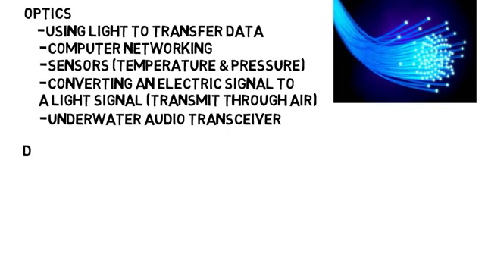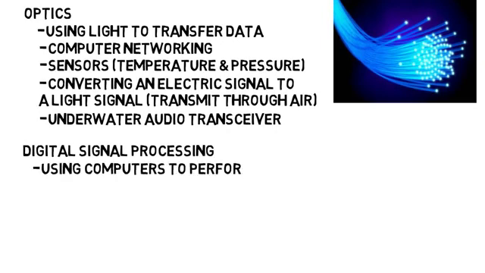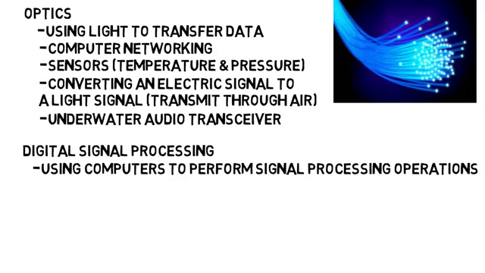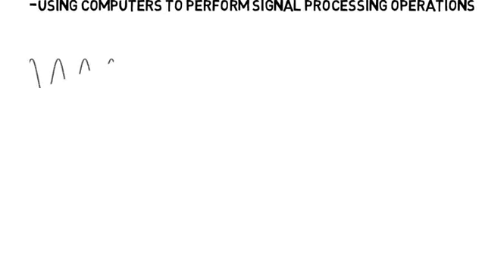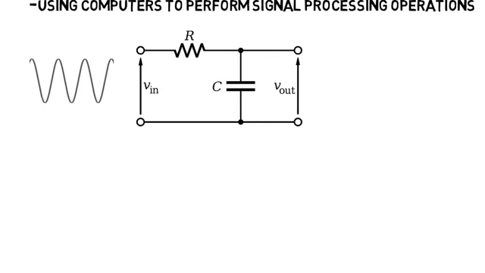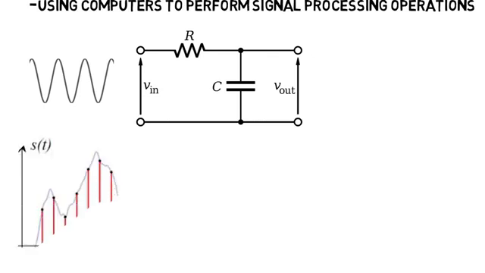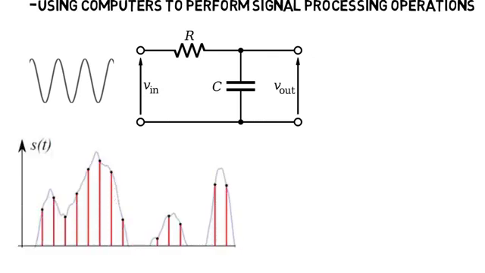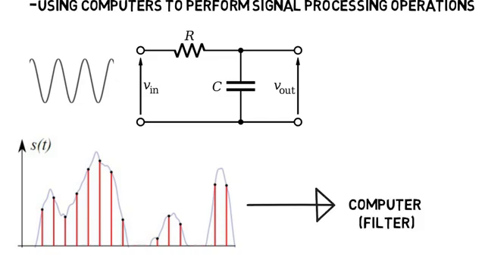And lastly, one more that I want to throw in is digital signal processing. This involves using computers to perform signal processing operations. So instead of having a voltage signal and putting it through a circuit to, let's say, filter the signal like you would in electronics, you have a sampled signal, kind of like taking pictures at various points, and you put it through a computer or digital signal processor to do the filtering, amplifying, and so on with those signals.